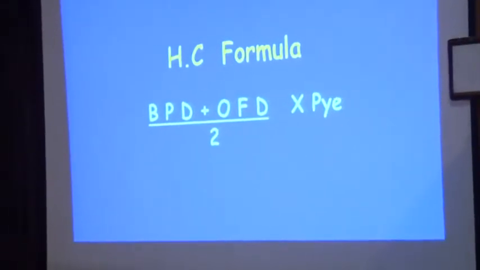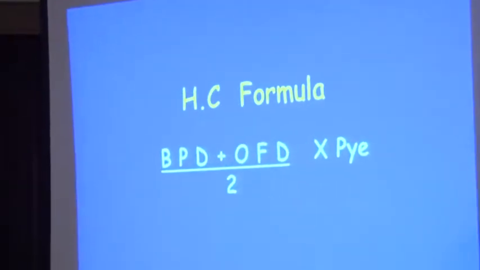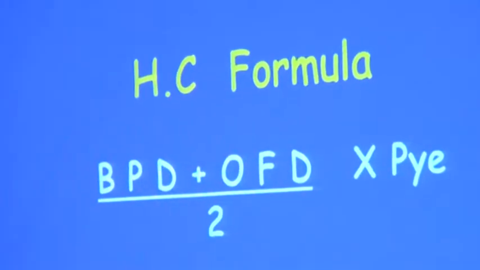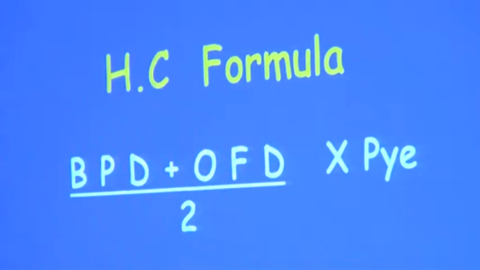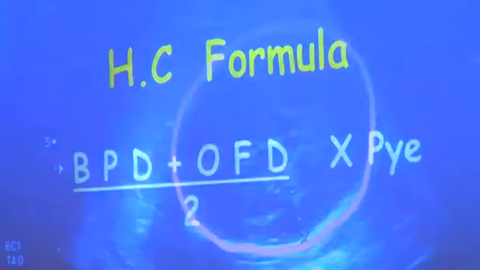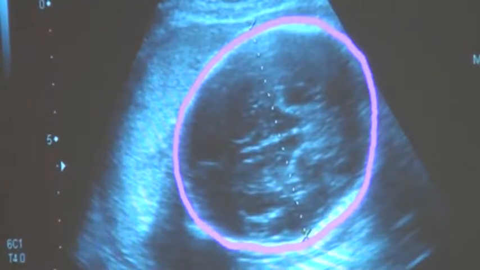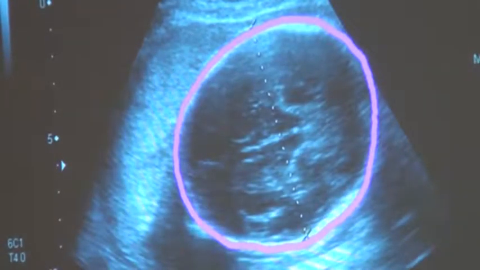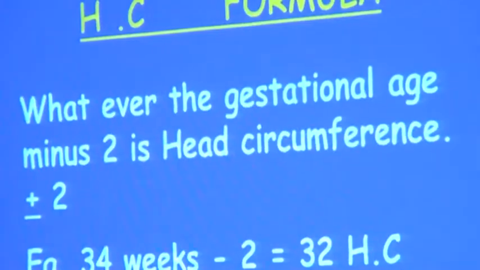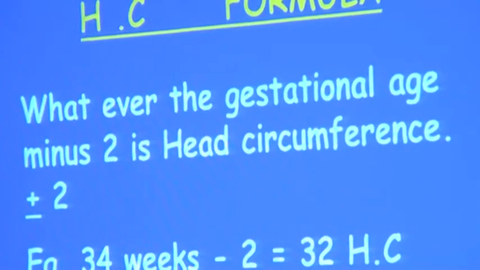So the HC formula is BPD plus OFD, occipitofrontal diameter, divided by 2, multiplied by pi, which will give you a number. So head circumference can be calculated, and I'm putting on the color film over here. And the HC formula is: whatever the gestational age minus 2 is the head circumference.